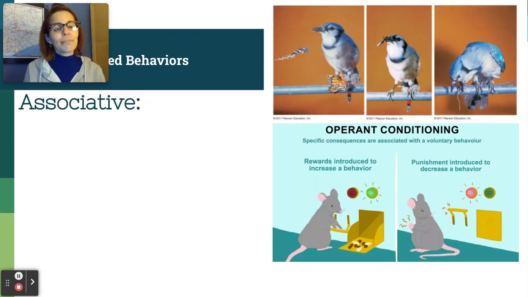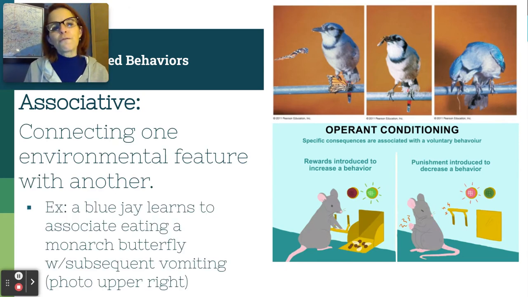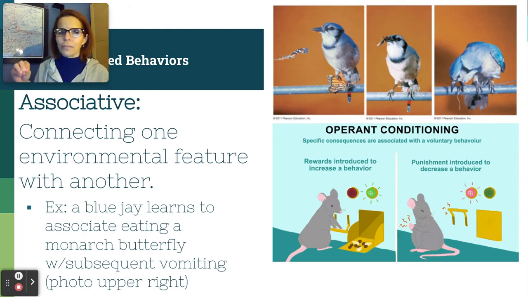All right, another learned behavior is called associative, connecting one environmental feature with another. So, for example, a blue jay learns to associate eating a monarch butterfly with subsequent vomiting, which is really a complicated thing, and you need to understand how complicated that is. That's difficult for my dog.